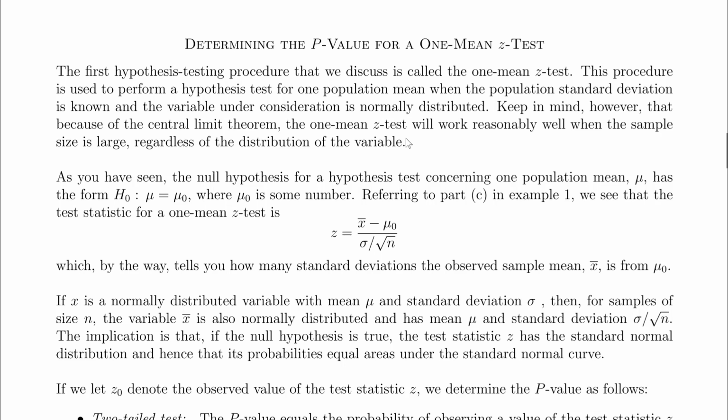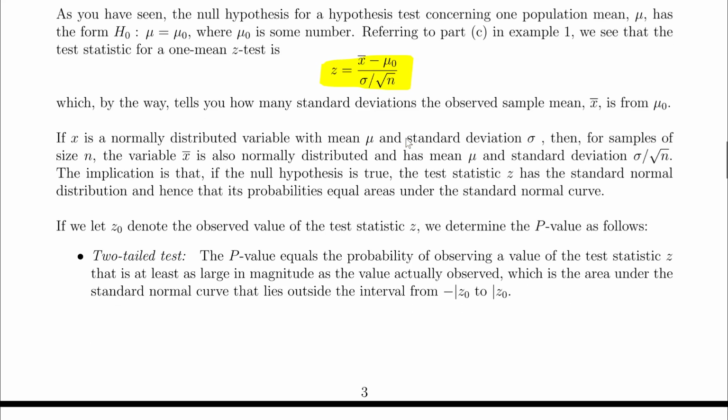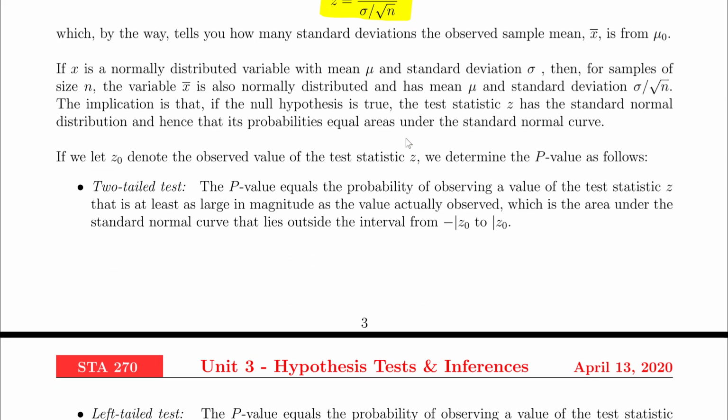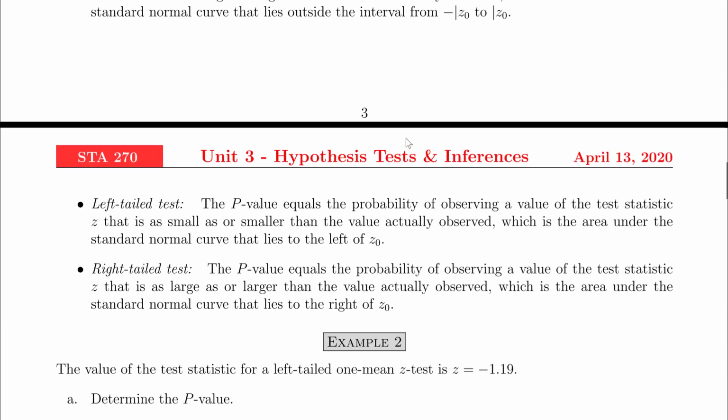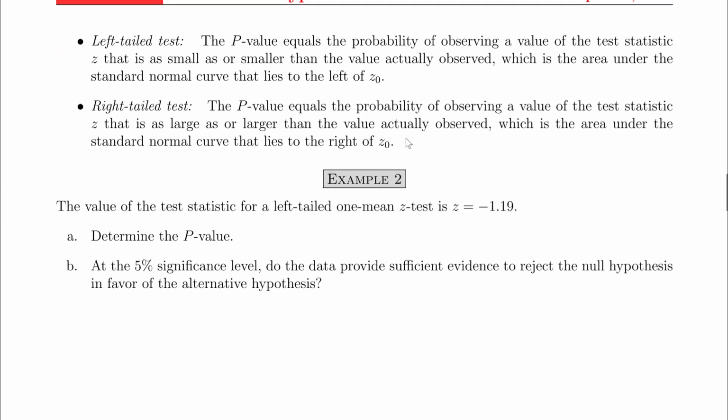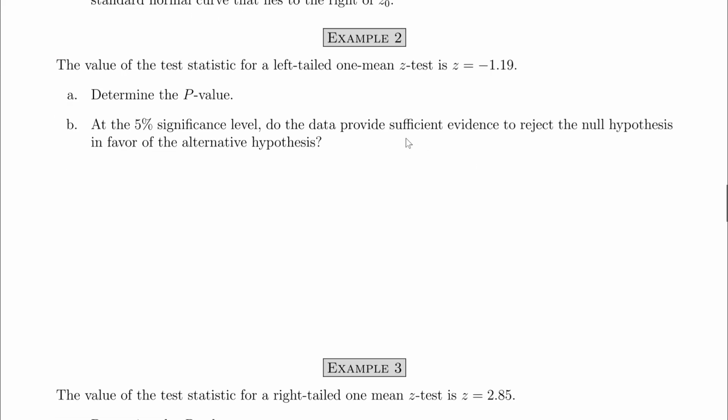Determining the p-value for the one mean z test, we did this yesterday. We've been doing this several times over, so you are very familiar with this equation. The two-tailed test is no different than what we've looked at before. Left-tailed, right-tailed, same thing. So let's look at an example that maybe will help us out a little bit more.